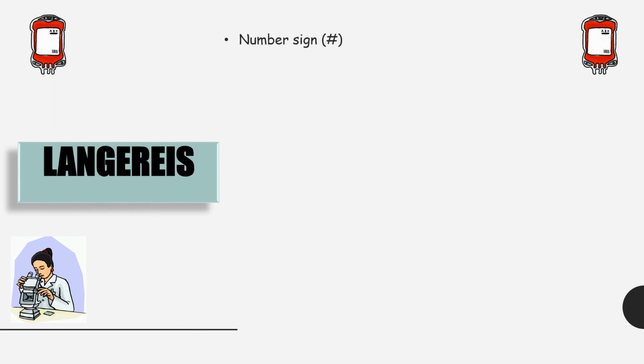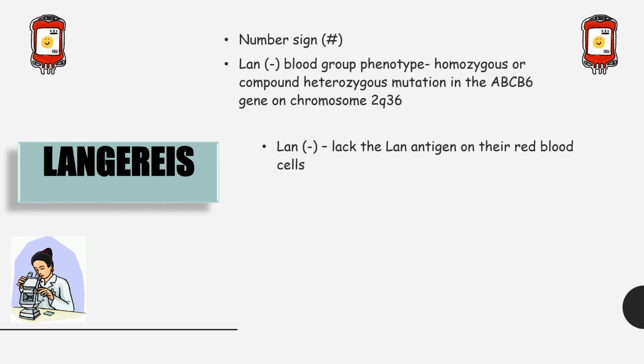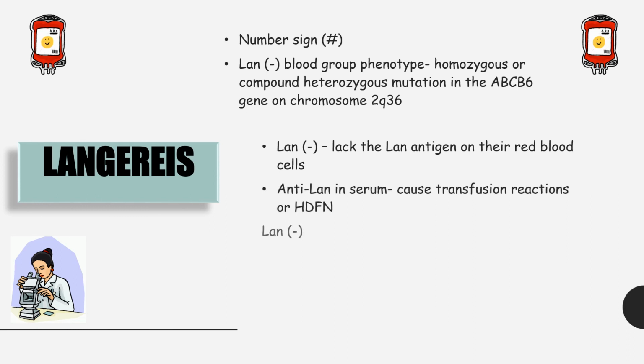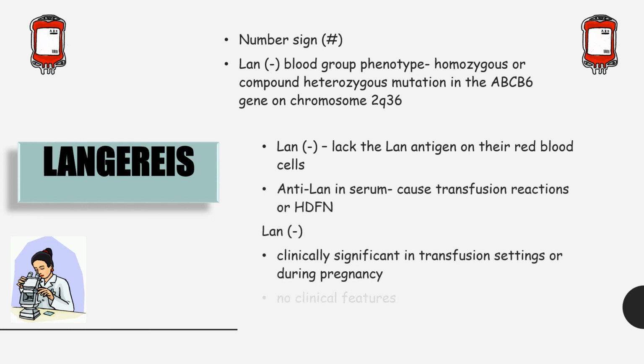A number sign is used with this entry because the Langereis blood group phenotype is caused by homozygous or compound heterozygous mutation in the ABCB6 gene on chromosome 2q36. Individuals with Langereis blood group lack the Langereis antigen on their red blood cells. These individuals may have anti-LAN antibodies in their serum, which can cause transfusion reactions or hemolytic disease of the fetus and newborn. The Langereis blood group is only significant in transfusion settings or during pregnancy. Otherwise, Langereis individuals have no clinical features.